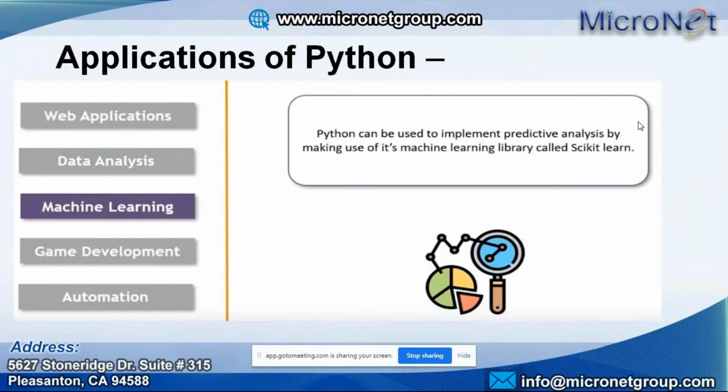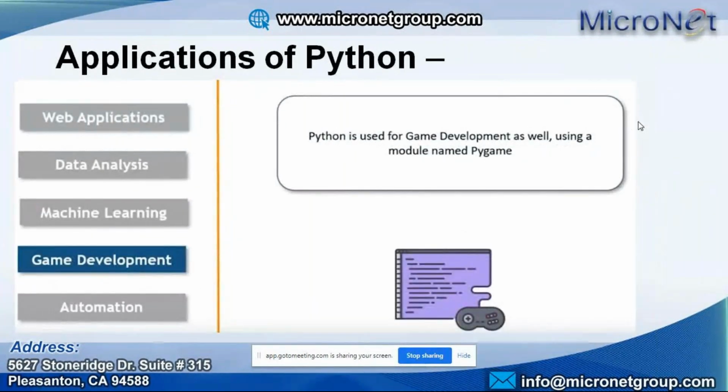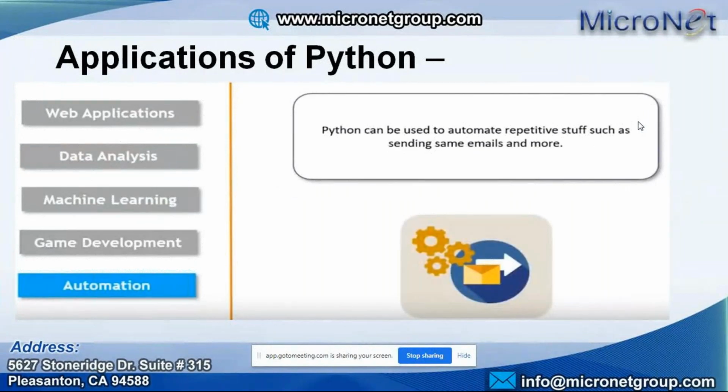We can also use Python for the development of games. We have a library called Pygame, with the help of which we can develop games. It is also used for automation. We can even run Selenium scripts on Python. Let's suppose you have several repetitive tasks that you want to automate, like copying a file, uploading, or sending an email regularly. You can automate it simply with the help of Python.